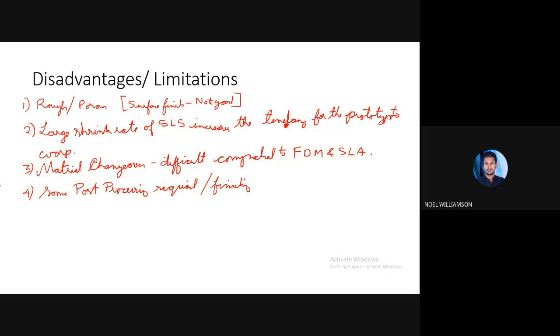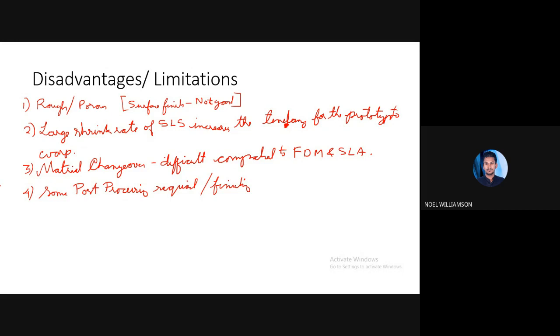Next, regarding the shrink rate, due to the large shrink rate, there is a tendency for the prototype to warp. Next, regarding the material changeover, compared to fused deposition modeling and stereolithography apparatus, this particular process has a difficult material changeover. And finally, regarding the post processing, for getting the final product, we need some post processing or finishing operations to be done.